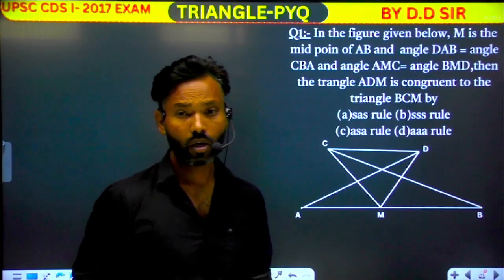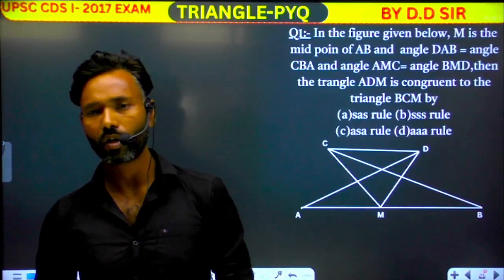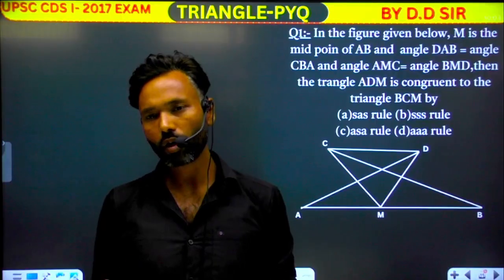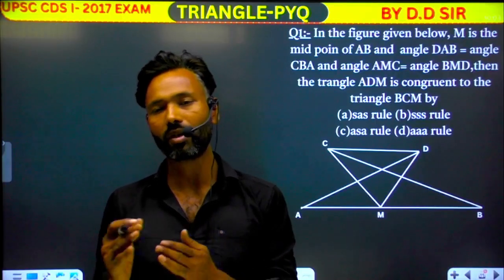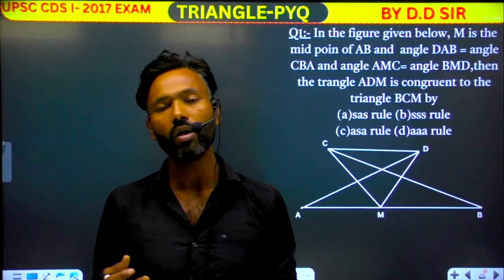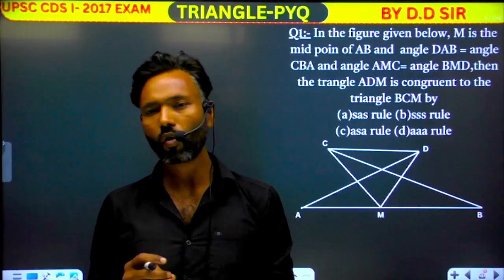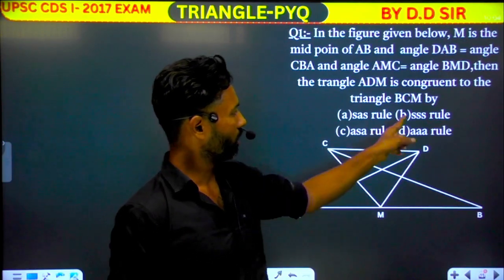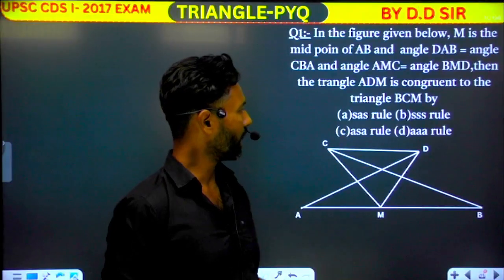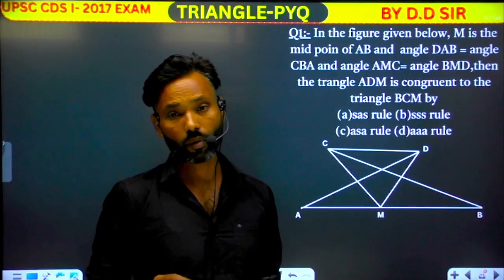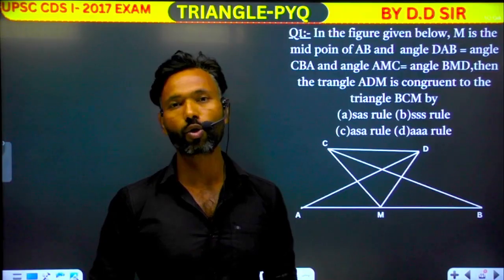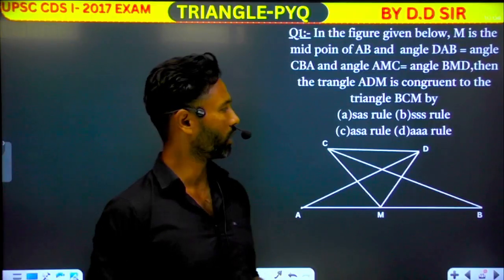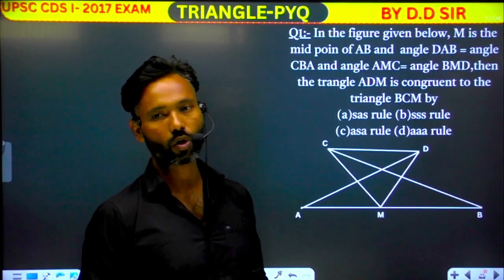As you know, there are two basic properties of triangles: triangles may be similar and triangles may be congruent. What are congruent triangles? Triangles in which shape and size both are equal are known as congruent triangles. There are four conditions of congruency: SAS, SSS, ASA, and one more condition which is applicable only on right angle triangles. That is not mentioned over here.